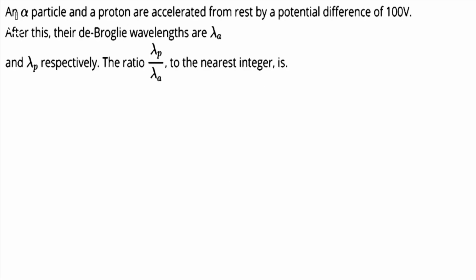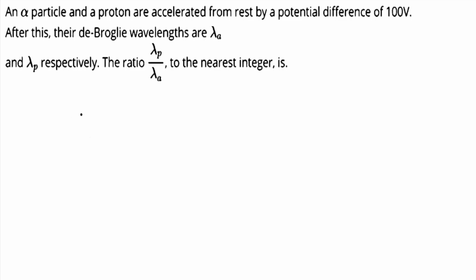Hello dear students, here the question is: an alpha particle and a proton are accelerated from rest by a potential difference of 100 volt. After this, their de Broglie wavelengths are lambda alpha and lambda p respectively. Then the ratio of lambda p to lambda alpha, to the nearest integer, is?